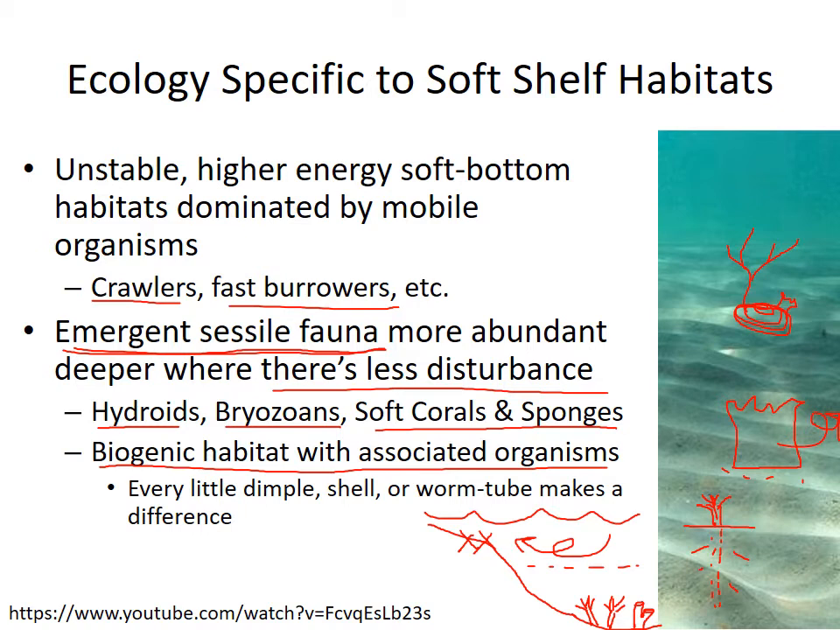So as soon as you add some hard substrate to one of these soft shelf habitats, you can really increase the diversity. Every little shell or worm tube that sticks up above the sediment adds a little bit of structure to these soft shelf habitats. And so organisms that form structure in these habitats, everything from seaweeds to scallops, can increase the diversity in these habitats.